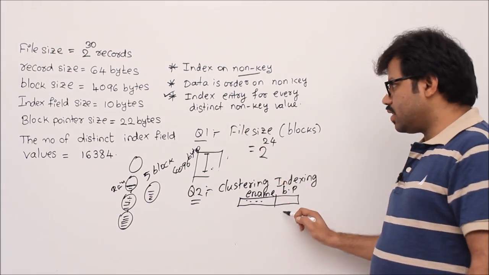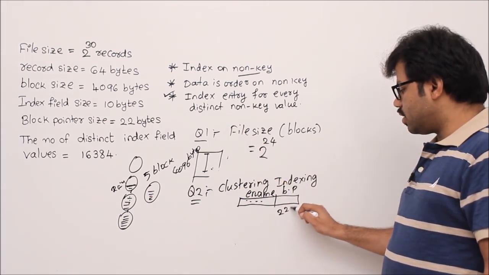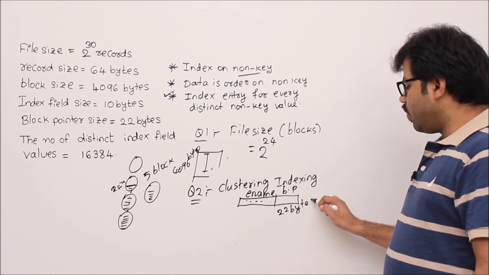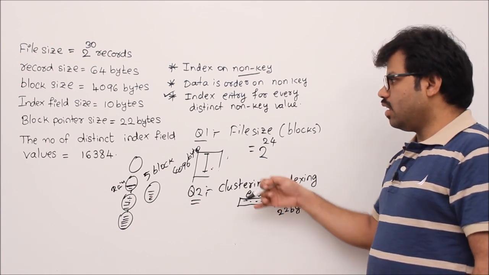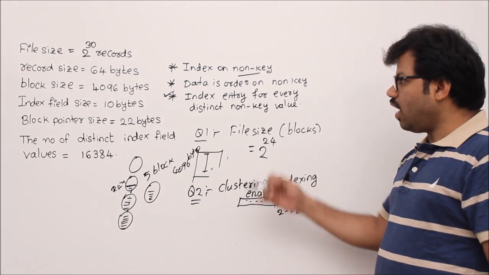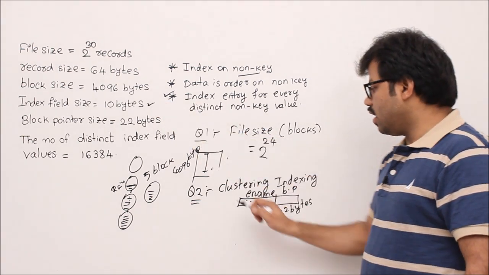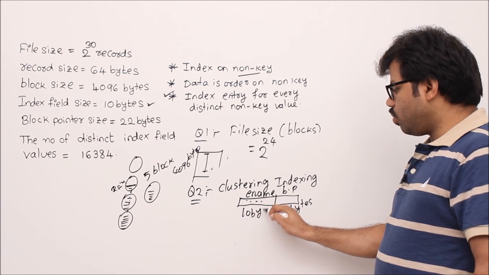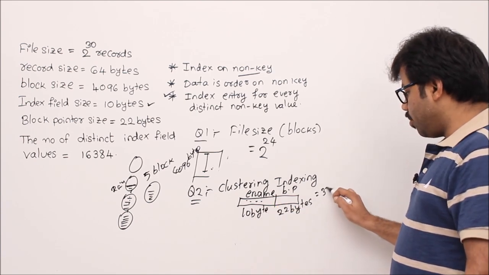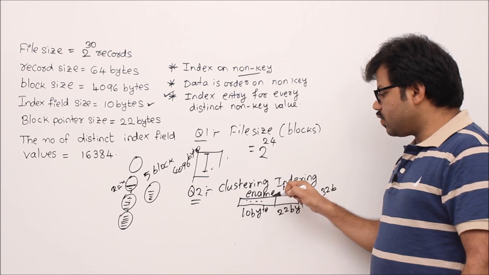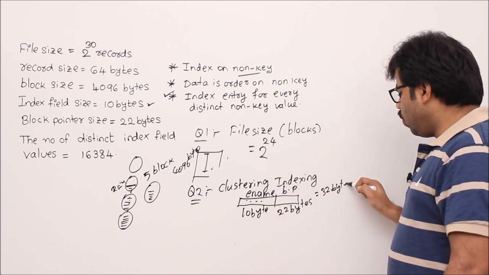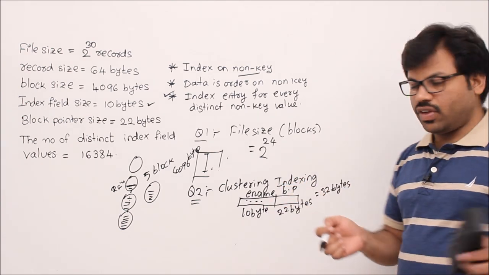Given the block pointer size, how much? 22 bytes. And what is the non-key field size, which is employee name or anything? Our index field size is clearly mentioned as 10 bytes. So it will be 22 plus 10, which is 32 bytes. Remember it. That means here the index file record size is 32 bytes. If you know this, then everything will become trivial, you see.